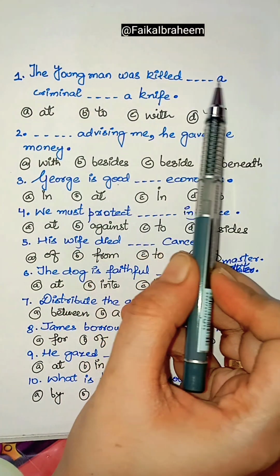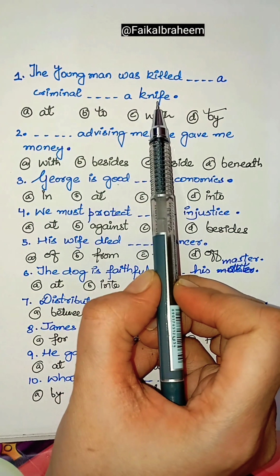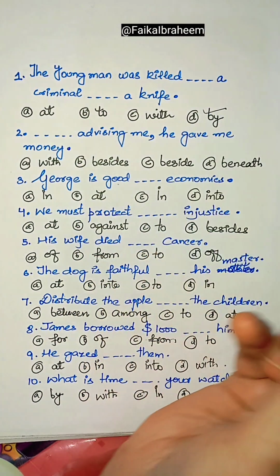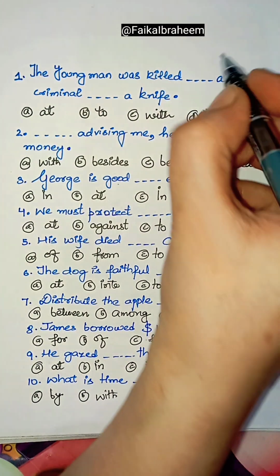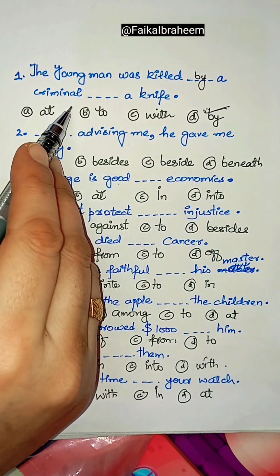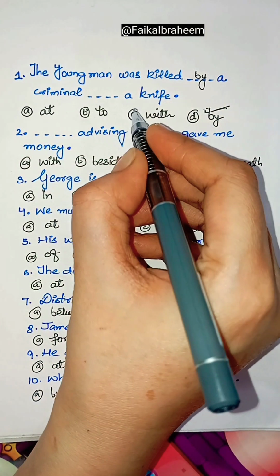The young man was killed ___ a criminal ___ knife. The young man was killed by a criminal with knife.